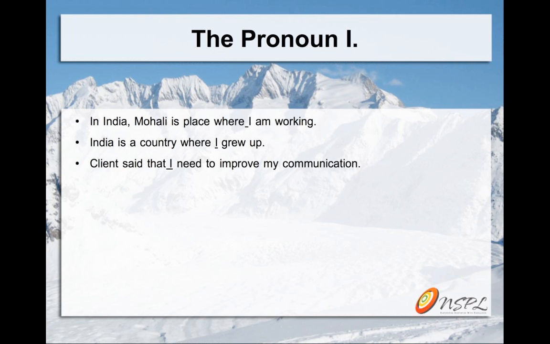India is a country where I grew up. So India is capital because it's a sentence that started, and I is capital because it's a pronoun. It's always capital. Client said that I need to improve my communication. So C is capital by default because this is a sentence, but I is capital because it's a pronoun. You cannot make a small i. Is that clear? Yes.